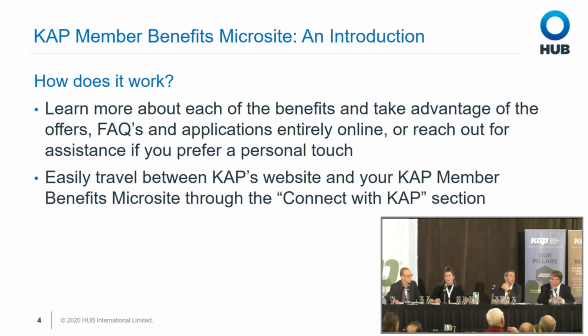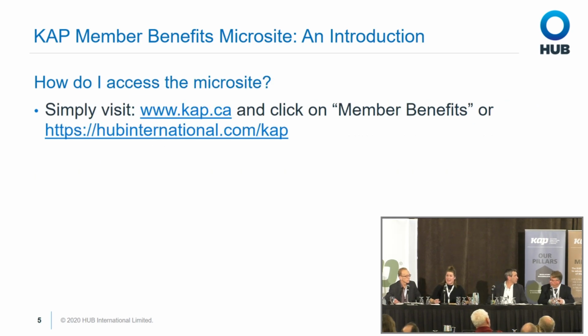Essentially how it works is allowing you to learn more about all of the member benefit programs, putting all of the information you may need, documents, information packages, applications, as well as contact information for the experts behind each of the benefits that you're interested in. You can easily travel between CAP's website and the member benefits microsite by going to cap.ca and visiting the member benefits section, or simply going to hubinternational.com/cap.